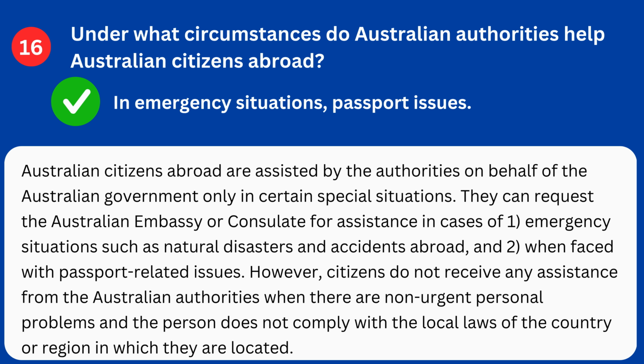They can request the Australian Embassy or Consulate for assistance in cases of 1. Emergency situations, such as natural disasters and accidents abroad, and 2. When faced with passport-related issues. However, citizens do not receive any assistance from the Australian authorities when there are non-urgent personal problems and the person does not comply with the local laws of the country or region in which they are located.